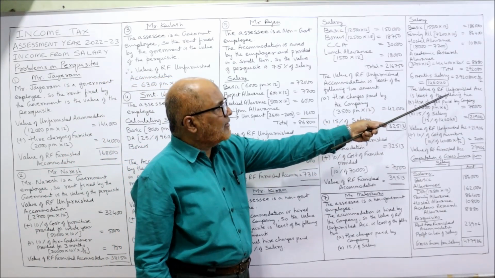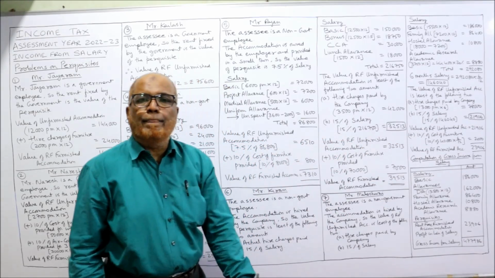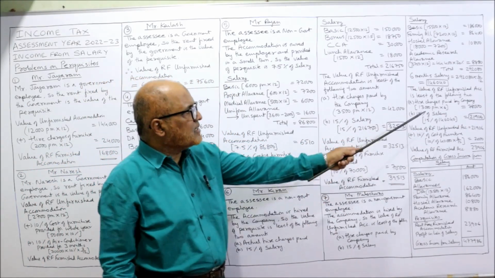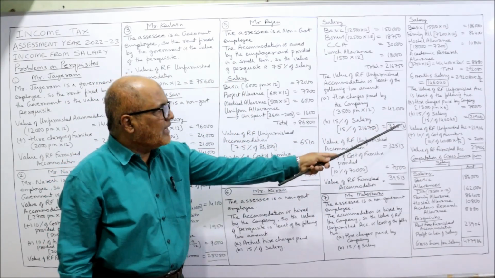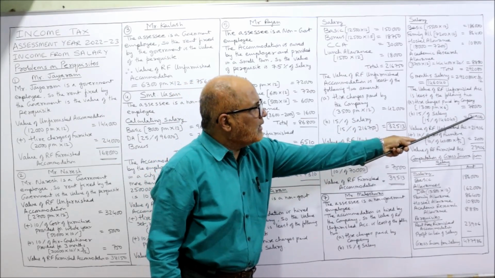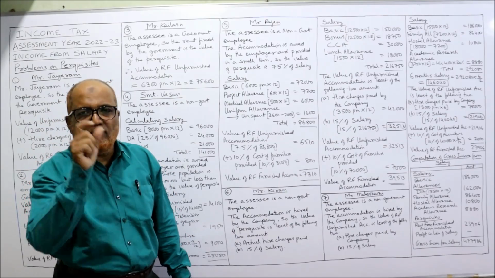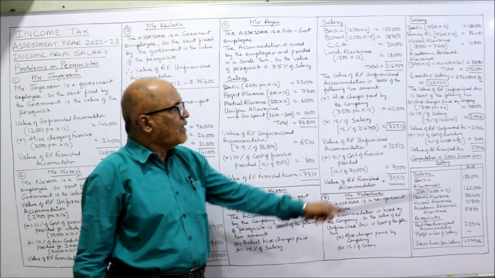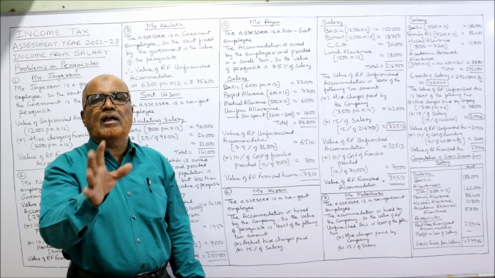The value of rent-free and unfurnished accommodation is the least of the following two. Hire charges paid by the company: the company has paid hire charges 13,000 per month into 6, 78,000. And 15% of salary, 15% of 1,46,040, 21,906. Whichever is least, that is the value of the unfurnished accommodation. The least is 21,906. That is the value of unfurnished.